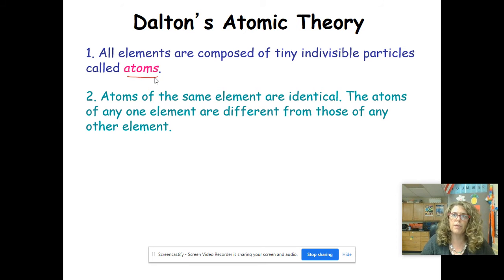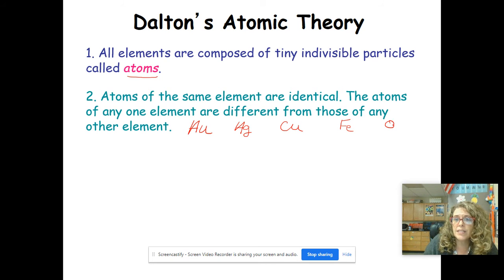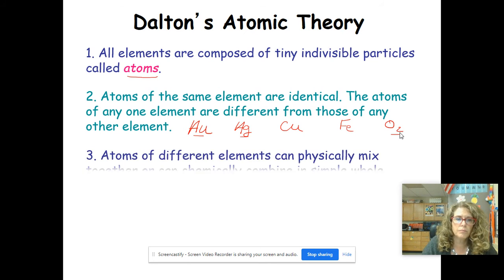So elements are made up of atoms, right? So then if I have a sample of gold, right? So gold is Au. If I have a sample of gold, or if I have a sample of silver, right, which is Ag, or maybe even a sample of copper or of iron, or maybe I have a sample of oxygen, all of the atoms in gold are identical to each other. All of the atoms in a silver block are all identical to each other. And every little atom of oxygen is identical to other oxygens, right? They have each individual properties.